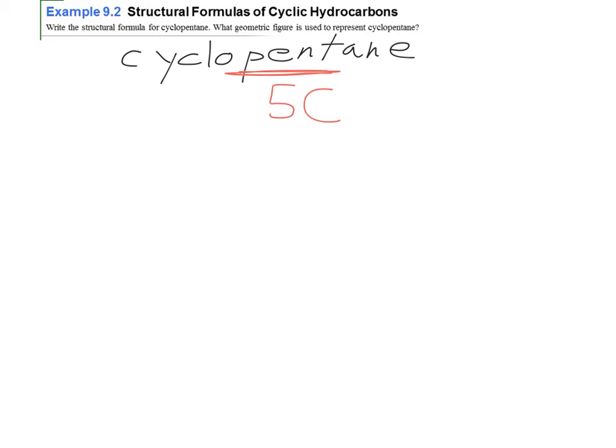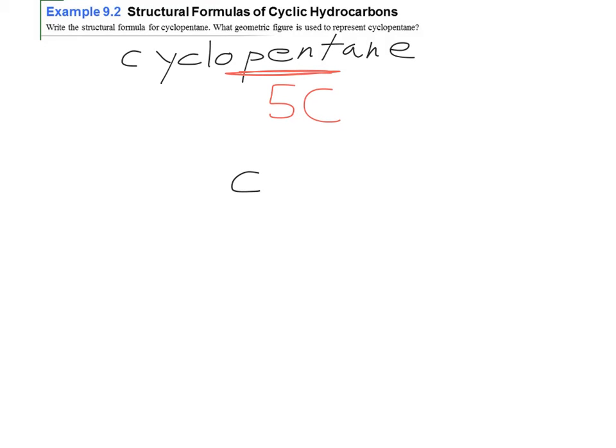Alright, here's another good one. This time we're being asked to write the structural formula for cyclopentane. So cyclopentane. We know it's going to be cyclic, and then we see the prefix pent. When we have the prefix pent, that means we have 5 carbons. So we have 5 carbons in a ring.